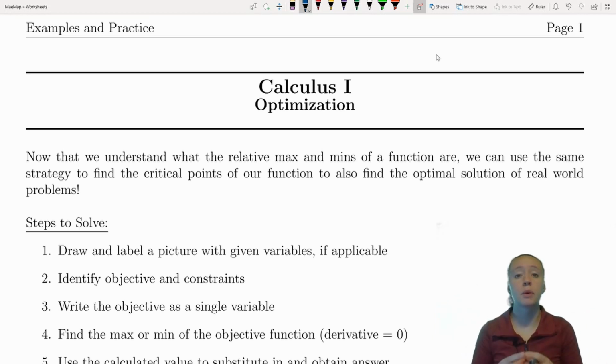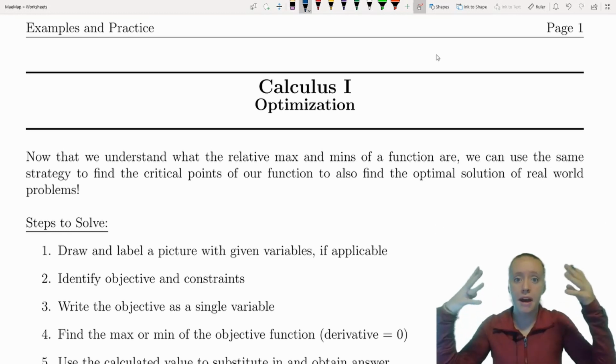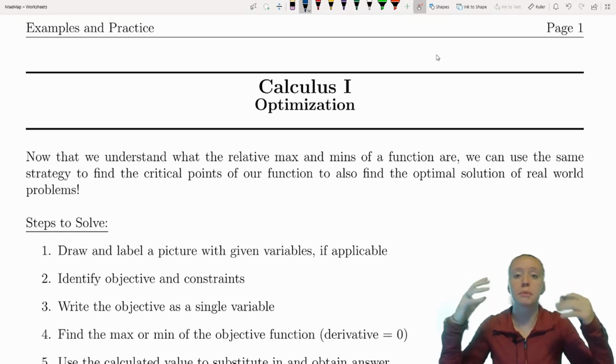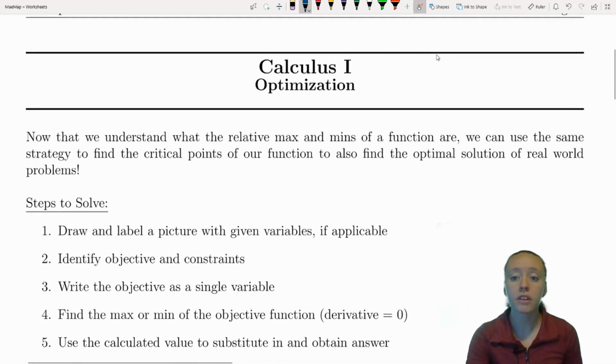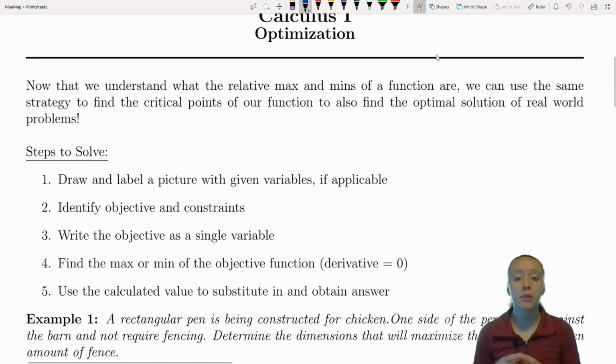So if we had some equation in the real world where we wanted to find the maximum value that we could possibly have or the minimum value we could possibly have, we would do the same. We could take the derivative, set it equal to 0, and solve, applying it in the real world. Now, there's a couple steps that I find helpful to use to solve optimization problems. One of the first ones is to draw and label a picture with given variables if it's applicable.